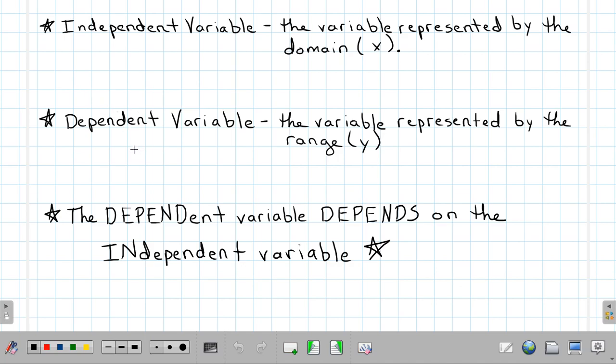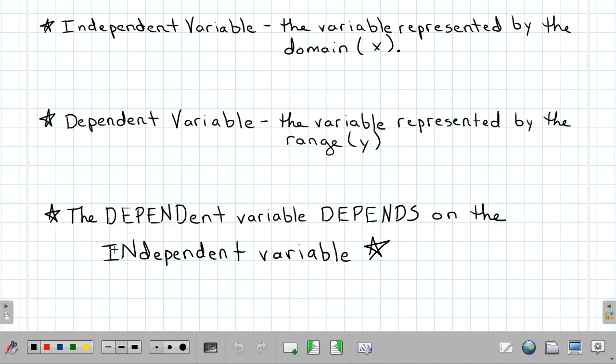So the way that you tell the difference between independent variable and dependent variable is this little line down here. Notice it's written a little funny, but if you follow along with me, it makes it super easy to tell when you're in a situation whether you have a dependent variable or independent variable, or which is which. So the dependent variable depends. Notice, dependent variable depends on the independent variable.